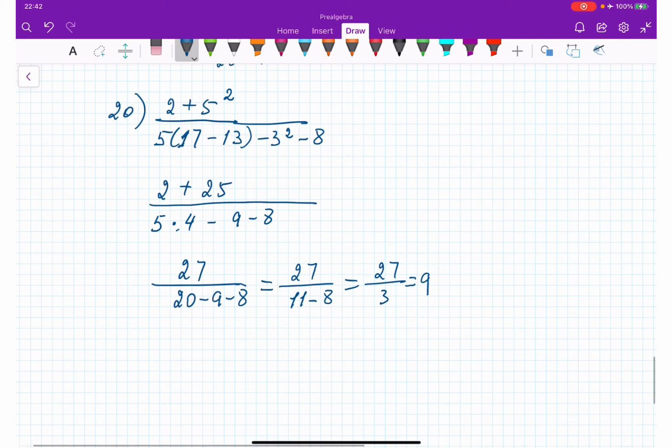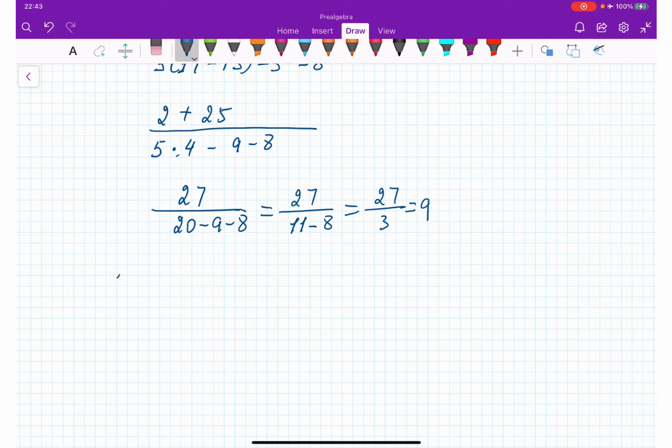21. 15 divided by 5 plus 3 squared times 2 minus 2.